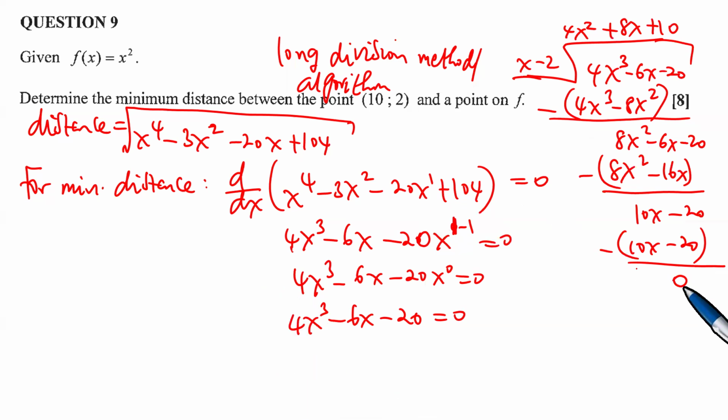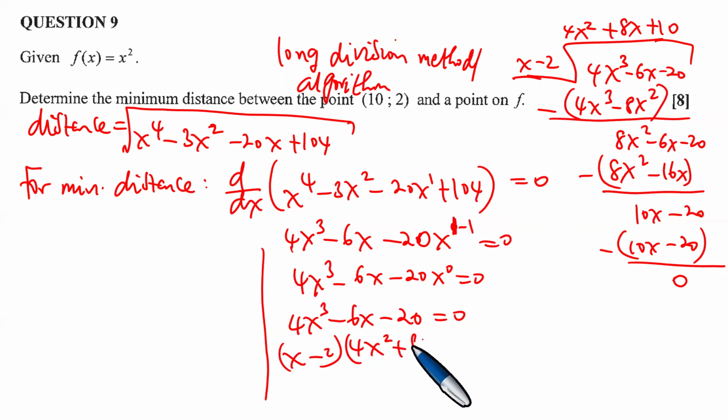Okay, so the remainder is 0. That means that you can write it as x minus 2 times 4x squared plus 8x plus 10. We are effectively saying if you multiply these two, you'll get that back. So we factorized this by using the long division method, or the division algorithm. Okay, next. We then get the delta.